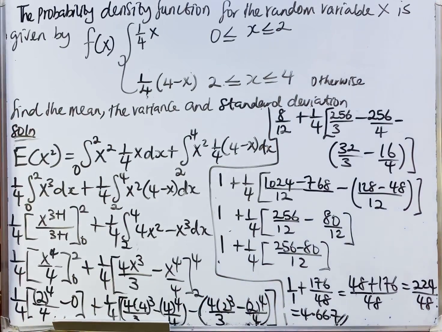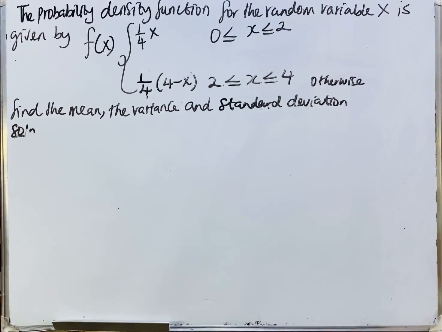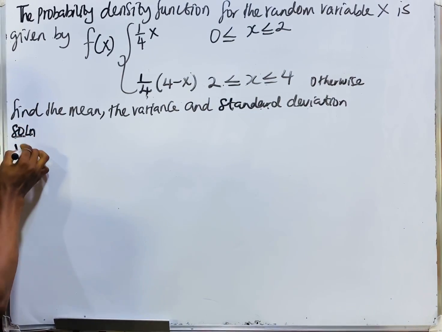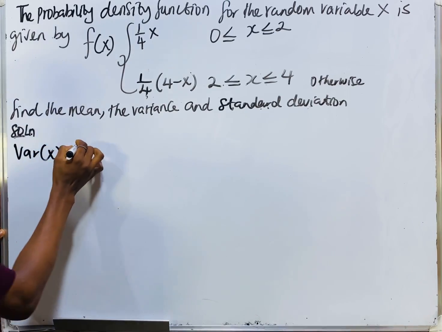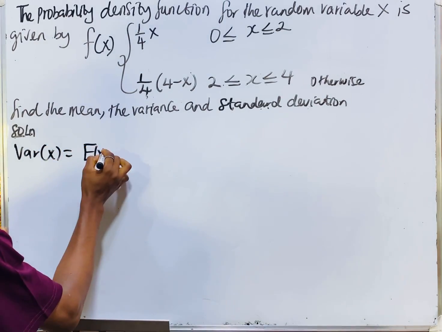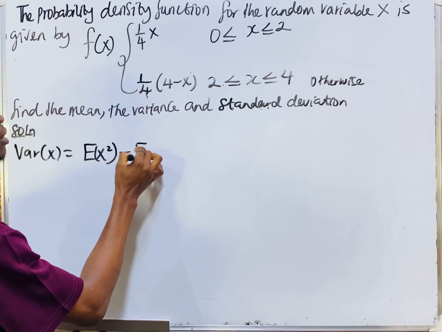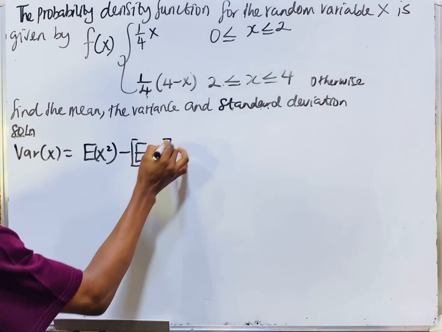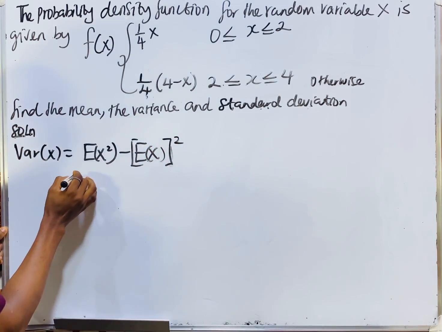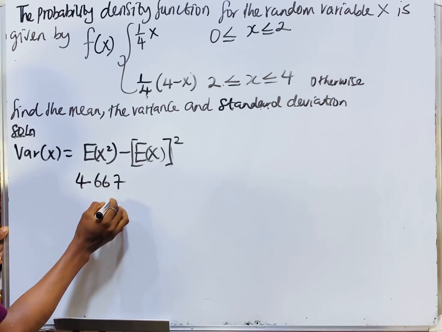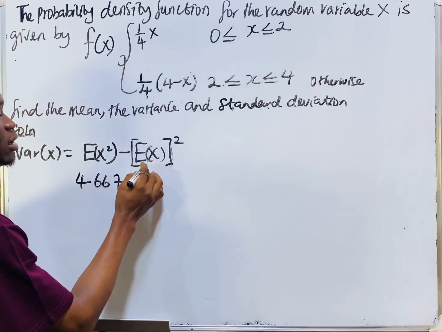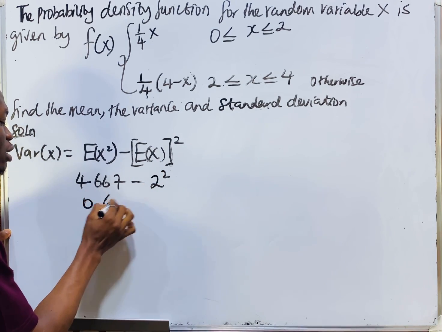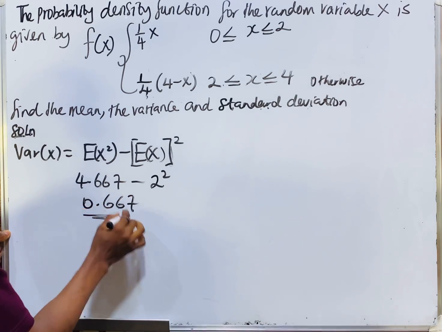So let me clean the board. The formula for our variance is what? Finding our variance, you know that the variance of x formula is the expectation of x squared minus the expectation of x, all squared, right? Then our expectation of x squared gives us 4.667, right? Then minus the expectation of x, which is 2. We're going to square it. So this minus this will give us 0.667, right? So this is the variance.